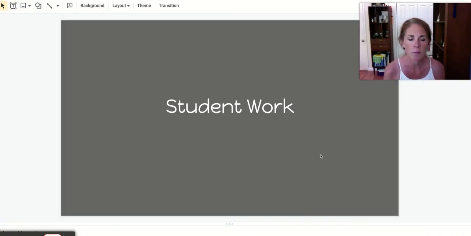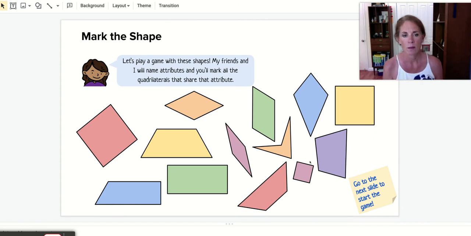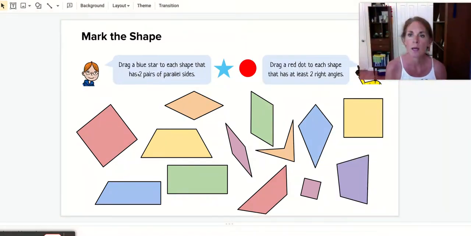Today you're going to be spending some time marking the shapes. So you're going to play a game. We looked at all these shapes, and we're thinking about what do we notice. So you're going to do a couple of different activities. You're going to drag the blue star to each shape that has two pairs of parallel sides.